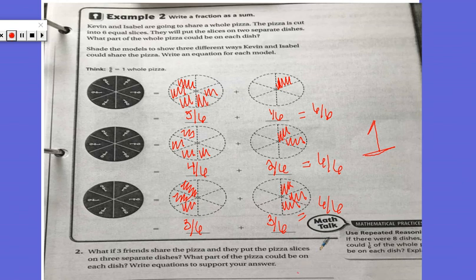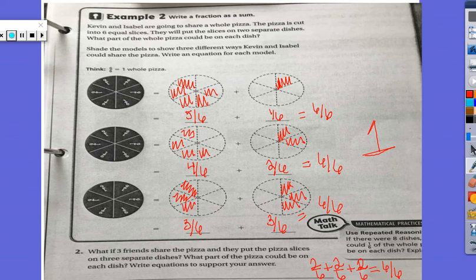You could go 2 out of 6 plus 2 out of 6, so that's 4 out of 6, plus 1 more, which would be 5 out of 6. Oh, let's do 1, 2, 3, 4. Let's do another 2 out of 6, because there's 3 different pizzas. Okay, so that would equal 6 out of 6. And there could be a lot of different ways that you could split that up. There's more than one possible answer for that one, as long as you get 6 out of 6.